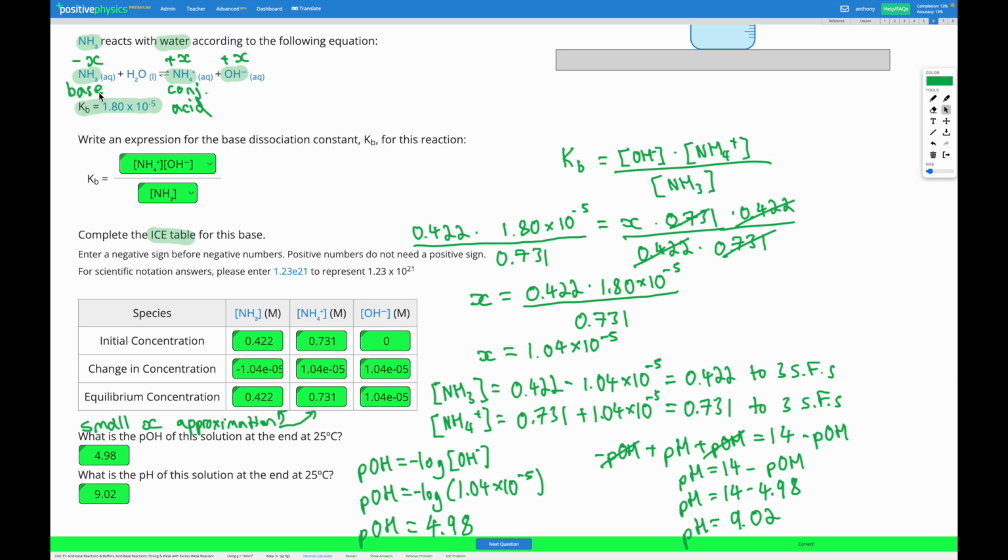Because it was a weak base, we had to use an ice table and the base dissociation constant to figure out what our final, or in other words, equilibrium concentrations of each thing will be, including OH minus ions. Finally, we could then use that concentration of OH minus ions in the pOH equation and use that to figure out our pH. If we instead had a weak acid, we'd be doing the same thing, but would be using the acid dissociation constant to find the equilibrium concentration of H plus ions and then using that to find the pH.